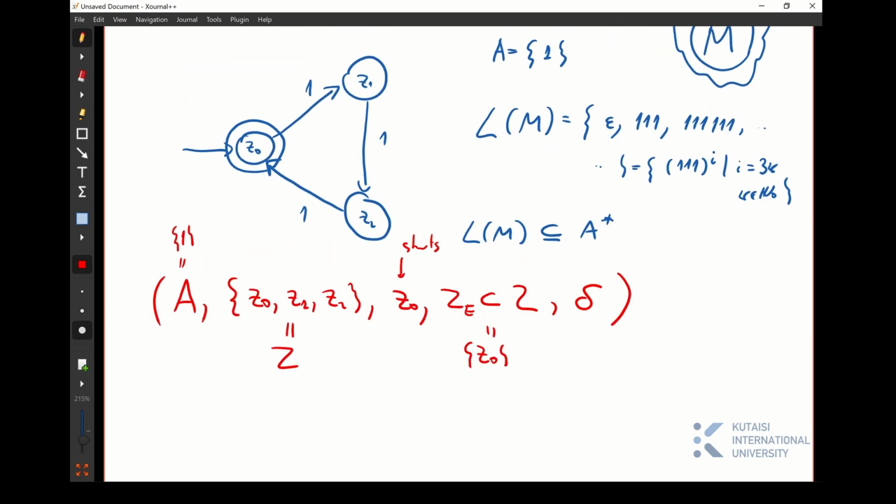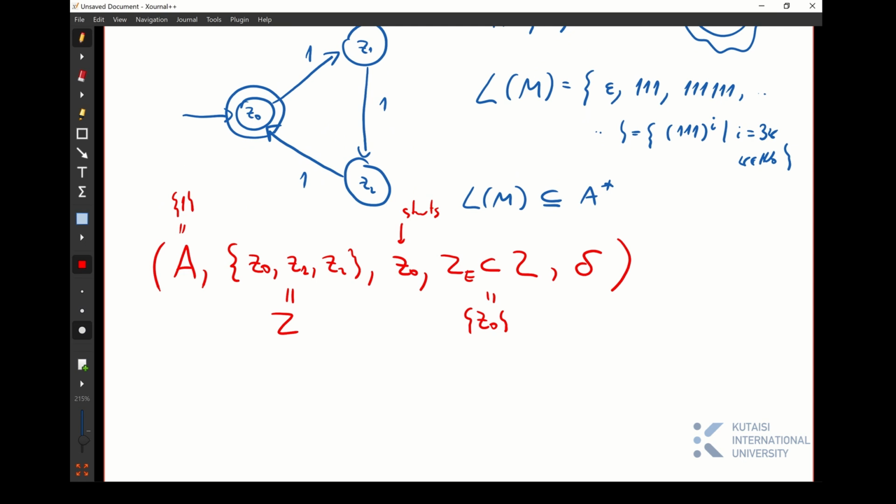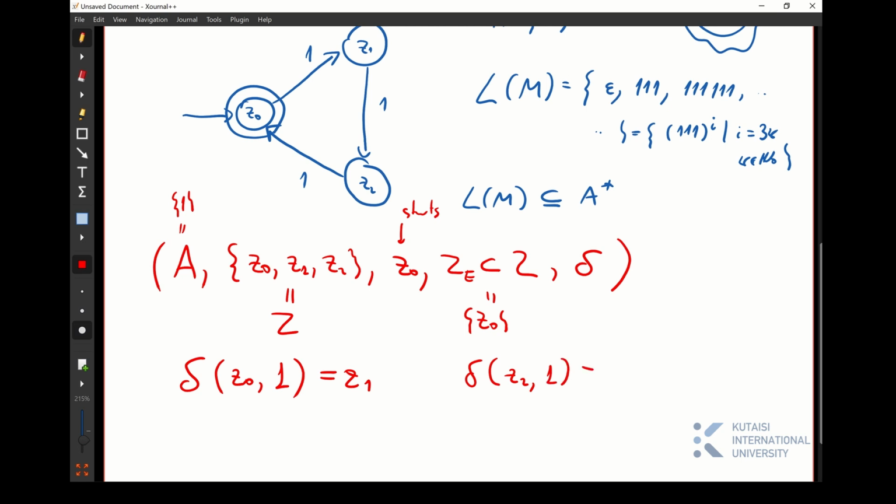Let's write it for our case here. I will write delta like this. So delta, if I take Z0, if I'm in Z0 and I read 1, I go to Z1. So this is just a way of writing these arrows. Now, if I'm in Z2 and I read 1, I go to Z0, and just one more arrow. So for each arrow, I have this rule. Now, if I'm in Z1 and I read 1, I go to Z2.